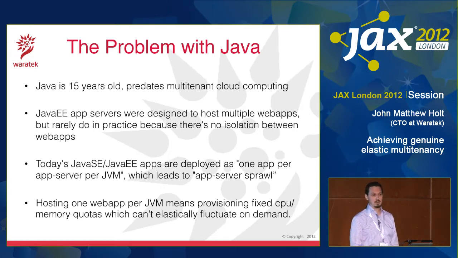Secondly, if I start running 50 or 60 or 70 separate JVMs on a single server, that means with a modern JVM today that I have 50 or 60 concurrent garbage collectors running in the background. I have 50 or 60 JIT compilers.